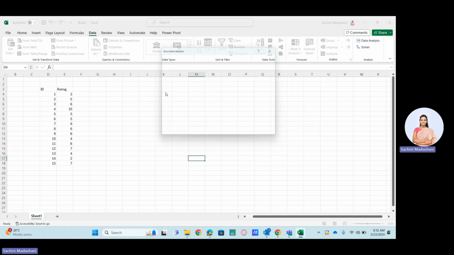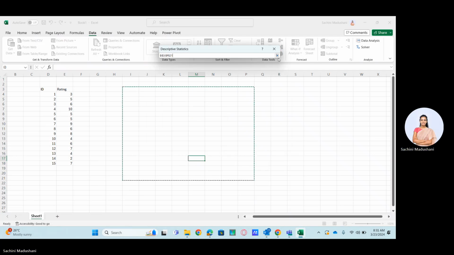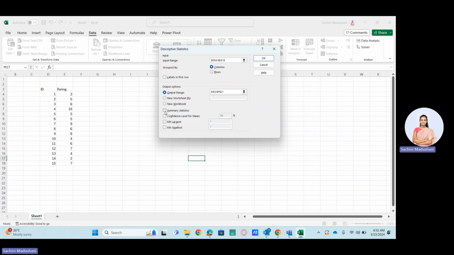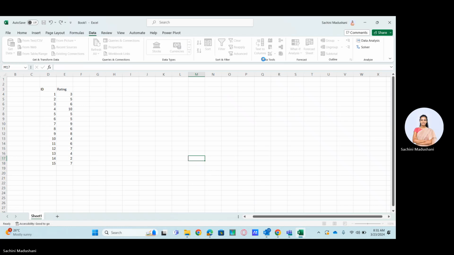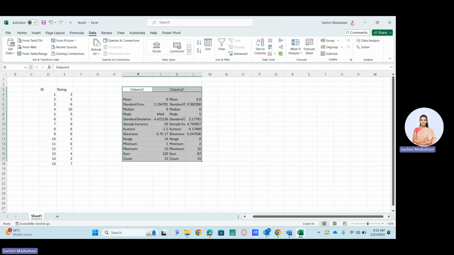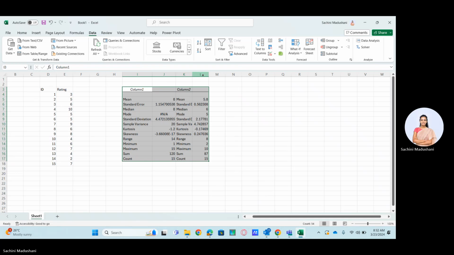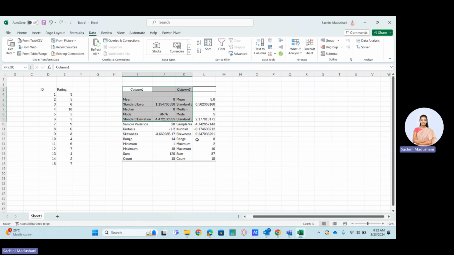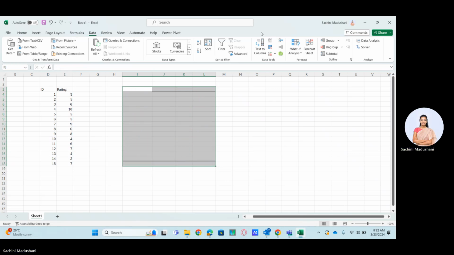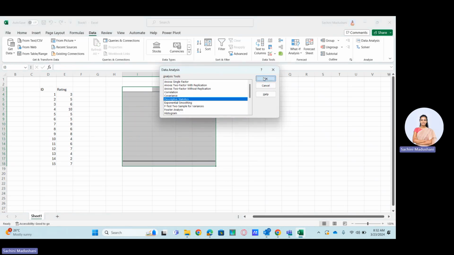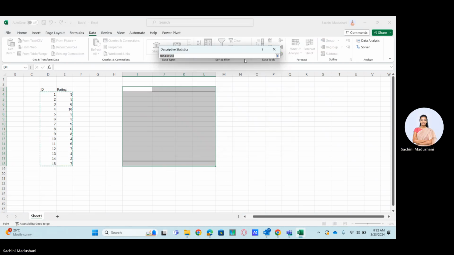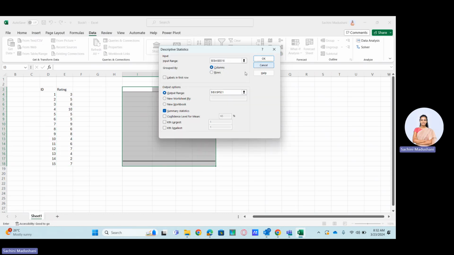Then we insert our output range, where we need to take the output. Then we need to take the summary statistics, the summary measures. Then we can click OK. Then we take the values here. Sorry, not the ID values. We insert only our ratings. This is the data set; the other one is customer ID.